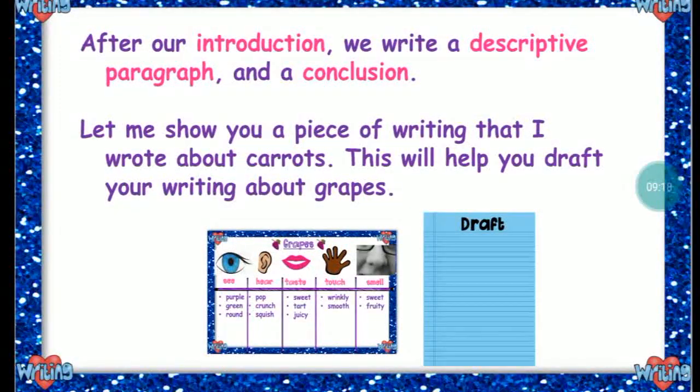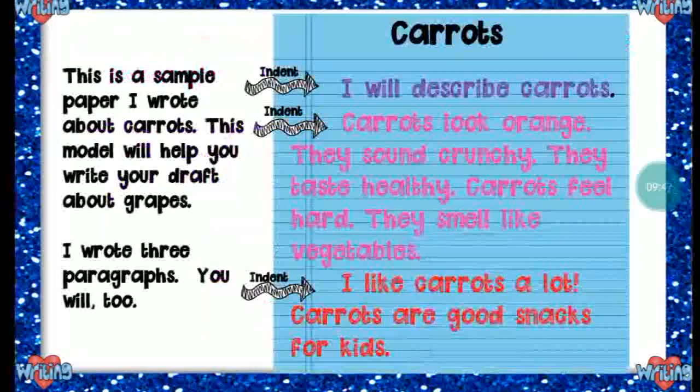So after our introduction, we write a descriptive paragraph and a conclusion. After our introduction, you describe your grape. You know we are talking about grapes here. You describe your grape, then you end. You write a conclusion. So let me show you a piece of writing that I wrote about carrots. This will help you draft your writing about grapes. Okay, let me show you.